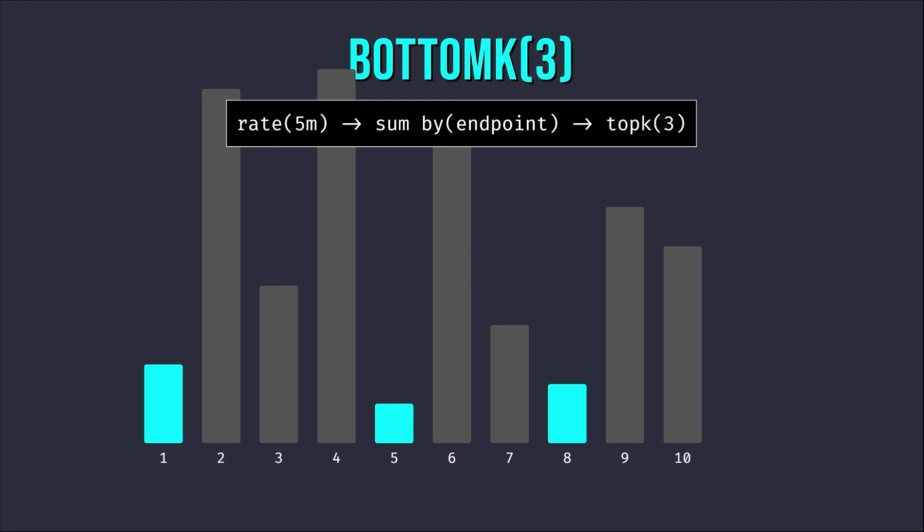For example, to find the top 3 endpoints by request rate, first apply rate over a 5-minute window, then aggregate by endpoint, and finally apply topk 3 to the resulting vector. This pinpoints the exact sources of load.